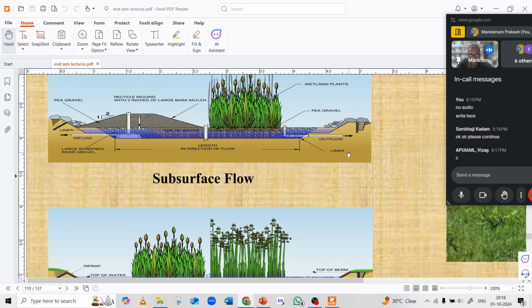So we provide a kind of liner that is not allowing the water to percolate into the groundwater. Okay, so this is the liner. I hope that while looking at the picture you can imagine why we are doing this. We are just making sure that no water percolates through the soil and contaminates our groundwater, and our groundwater is safe and secure. Okay.